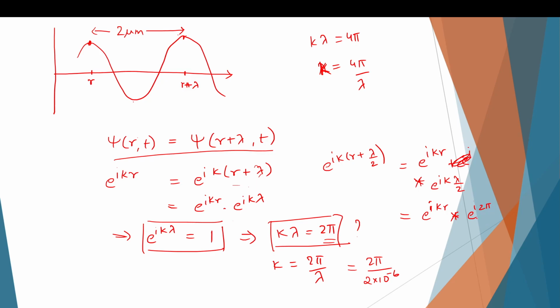Now e power i 2 pi is 1, right? So my e power i k (r plus lambda by 2) became equal to e power i k r. But that is not true, right? At r plus lambda by 2, it is not equal. So that is the other constraint I was talking about. I am not able to formulate it correctly, but basically it should not be true for any value less than lambda. So I cannot put 4 pi here. Understood. Thank you.